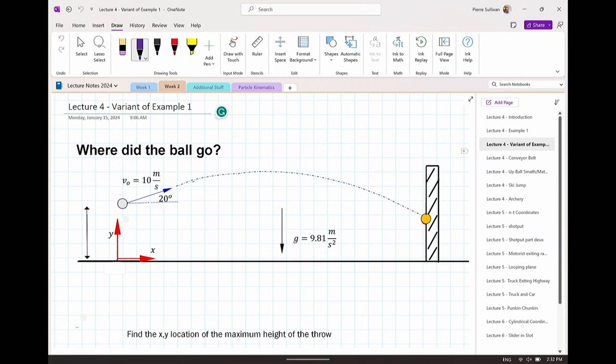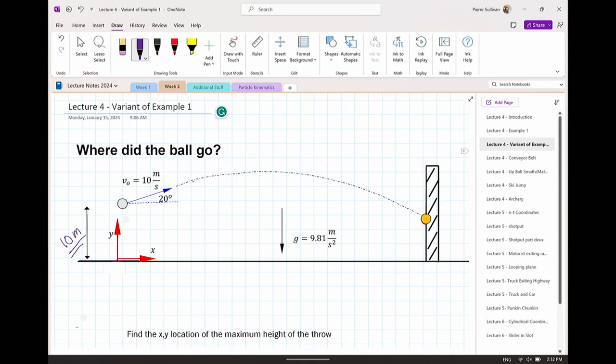Oh, okay, sorry, I didn't copy that over. 10 meters. So, same sort of problem, I just changed some numbers. But you can see that as far as the drawing is concerned, it's exactly the same drawing. It's something happening. But you're asked to find something a little bit different here. You're asked to find the xy location of the maximum height of the throw.